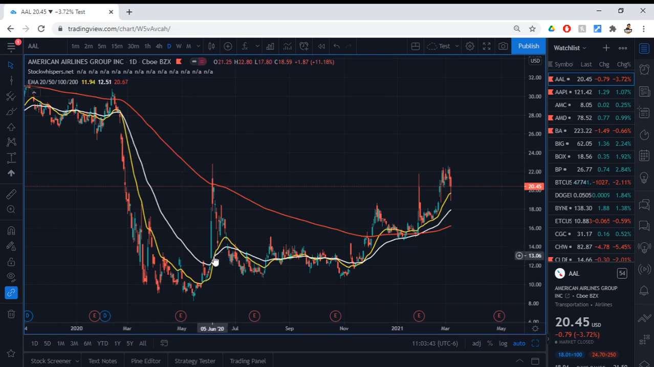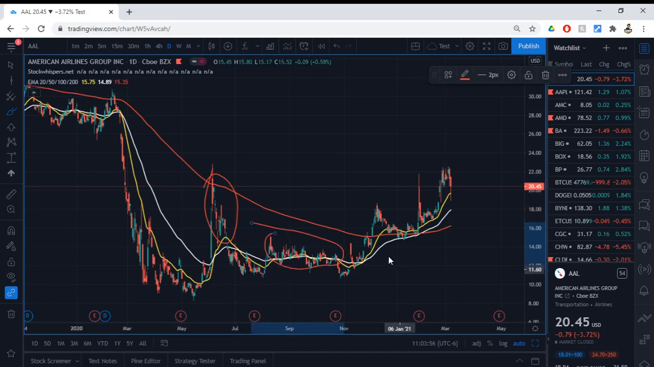This here, when the 20 crosses the 50, this is not the area that you want to trade. This is not the area here that you want to be in. You don't want to trade this area because there's a lot of chop. At least not with the indicator, not with this strategy, not with this tool.